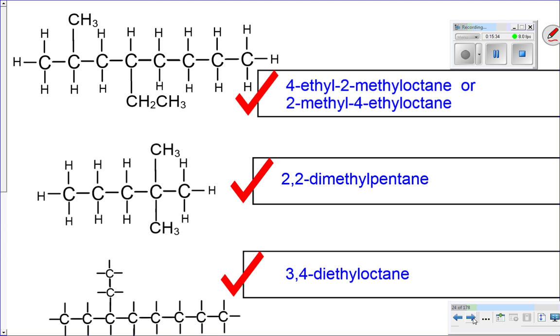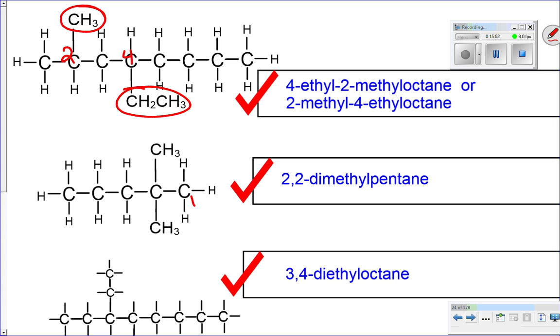For the next one, 4-ethyl-2-methyl octane, or 2-methyl 4-ethyl octane. Your substituents are coming off carbon 2 and carbon 4. This is a 1 carbon group, so it's a methyl. 2 carbon group, so it's an ethyl.